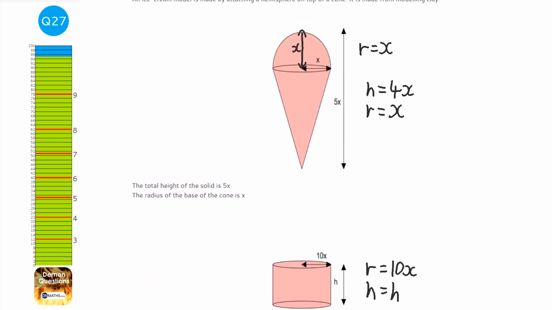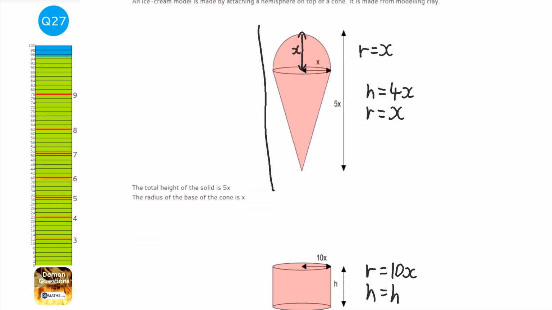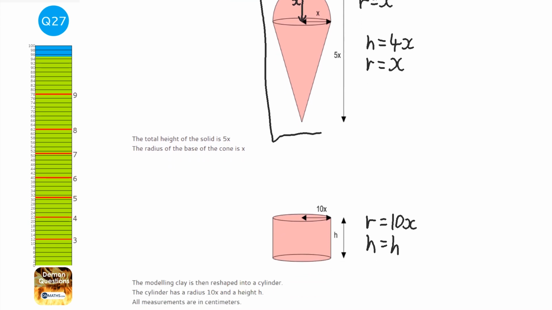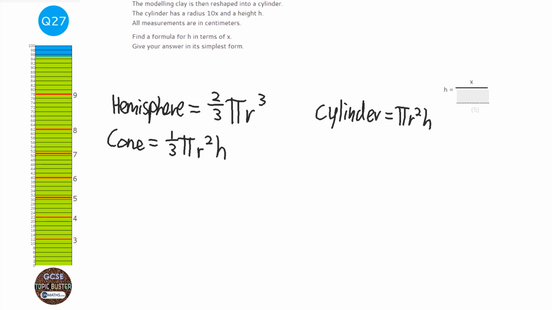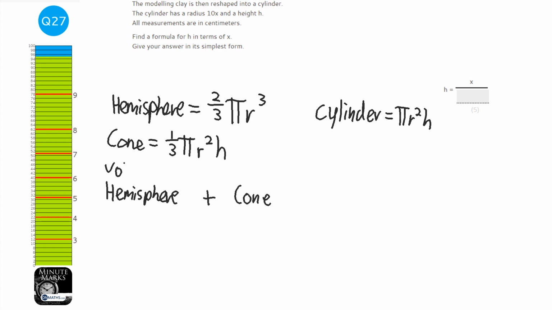Now let's have a look at what this question's saying. It's saying that this thing here is going to be melted down and used to create this. So that's just saying that the volumes are going to be the same. So if I add the volume of the hemisphere to the volume of the cone, it should equal the volume of the cylinder. So we know that hemisphere plus the cone volume, and I should write volume here, to show the examiner that I'm working with volumes, equals the volume of C for cylinder. I'm a maths teacher, right, cylinder, there we go.